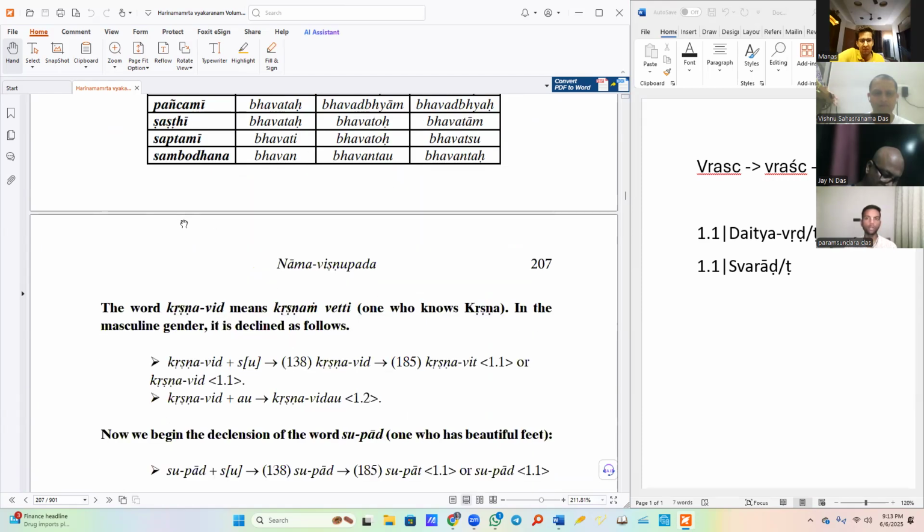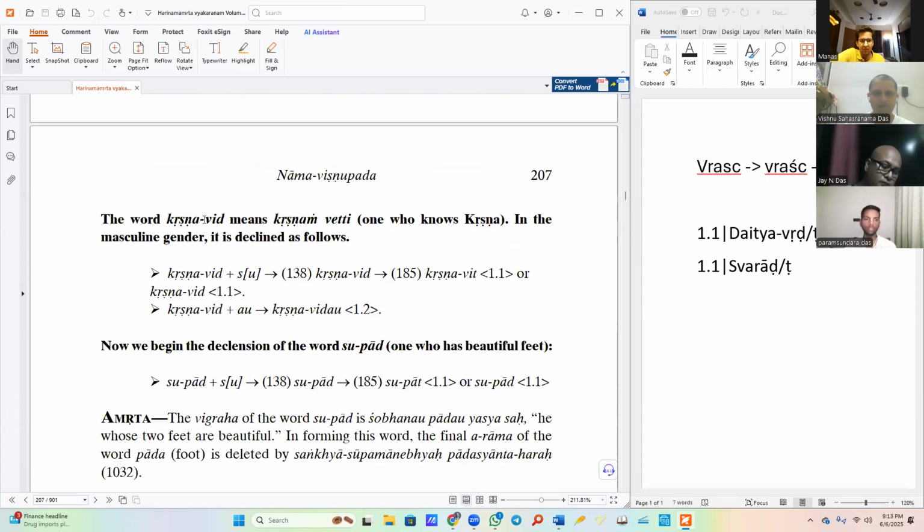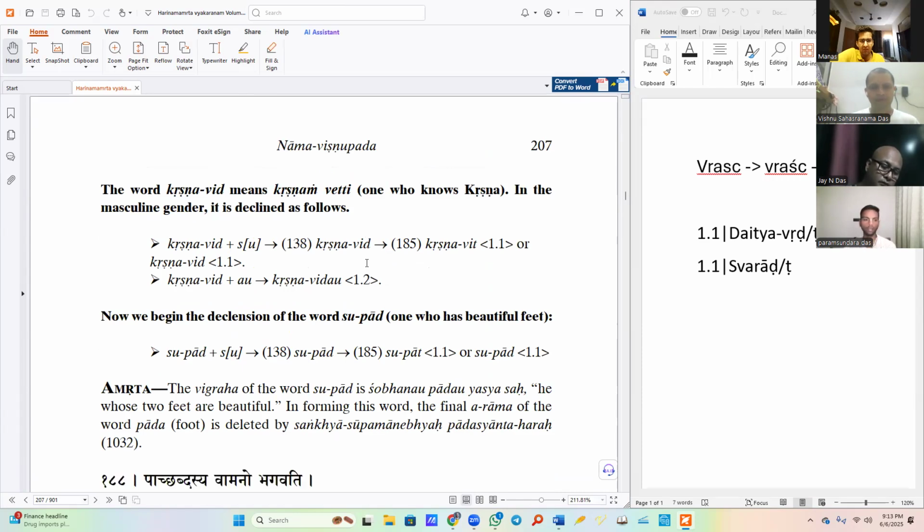Then the next word is Krishna with, one who knows Krishna. Simple, Krishna with, Vidau, Vida, Vidam, Vidau, Vida, Vida, Vidbhyam, Vidbhi ityadi.